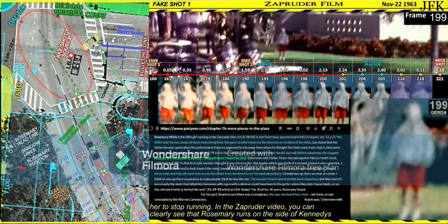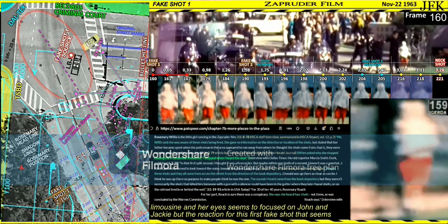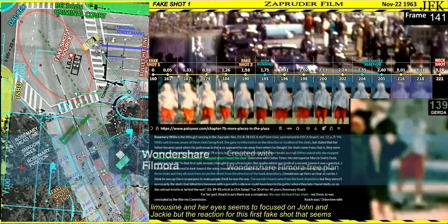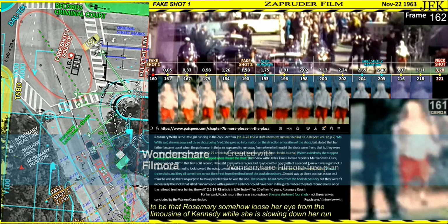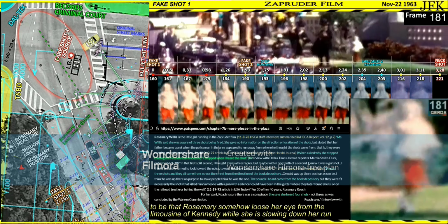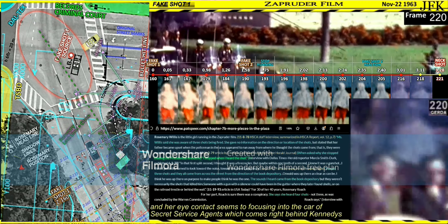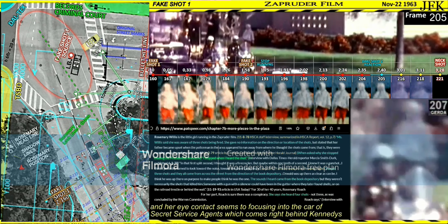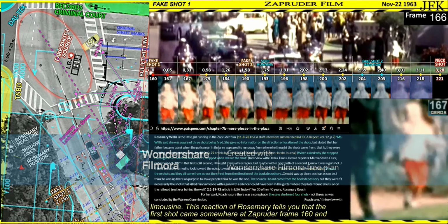In the Zapruder video, you can clearly see that Rosemary runs on the side of Kennedy's limousine and her eyes seem to be focused on John and Jackie. But the reaction to this first fake shot seems to be that Rosemary somehow loses sight of Kennedy's limousine while she is slowing down her run, and her eye contact seems to focus on the car of Secret Service agents which comes right behind Kennedy's limousine.